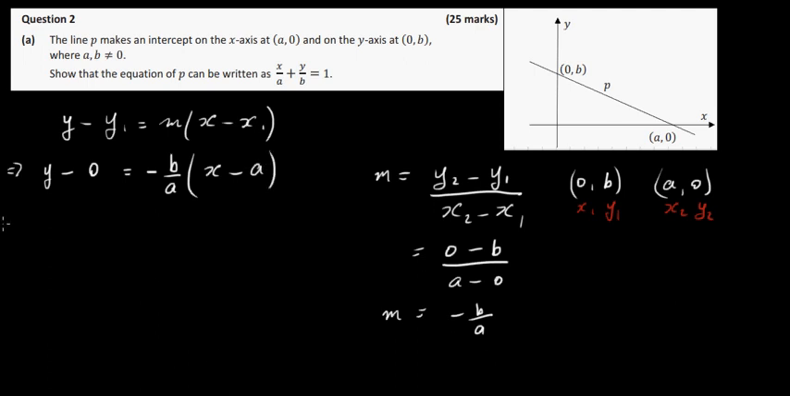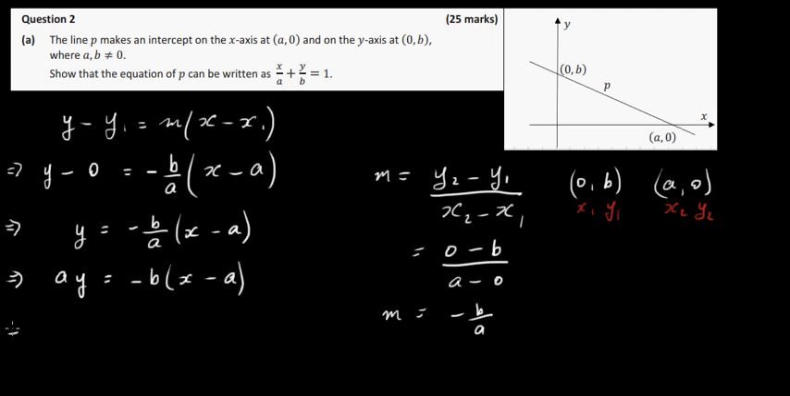Okay, so let's work this out. y minus 0 is just y. I'll leave that as it is, x minus a, and what we'll do next is multiply across by a, because we've got an a as the denominator here. So on the left hand side we get ay, and over here we have minus b times x minus a. Now I'm going to multiply out this bracket, so we've got ay is equal to minus bx plus ab. Minus times minus is plus, a times b is ab.